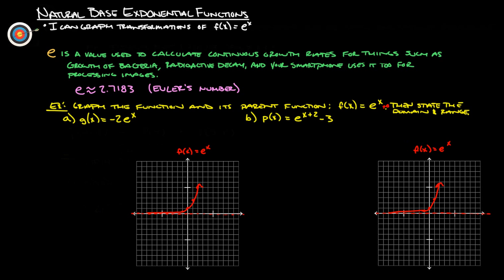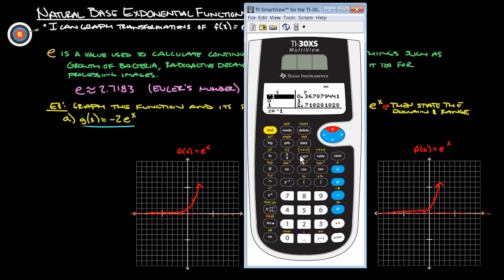Okay, so now what we can do is let's do these transformed functions here in blue. Really all we're doing is taking all of these y values and multiplying by -2. We could do that by hand, or again, we can just go into table and we want to do -2 e to the x.